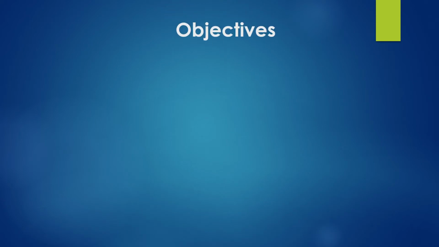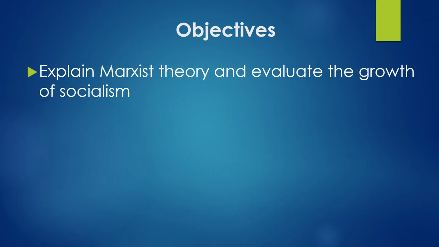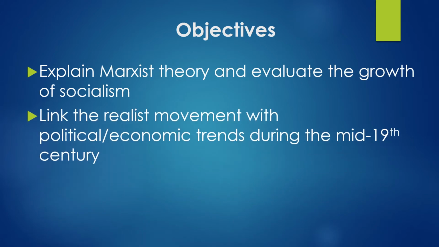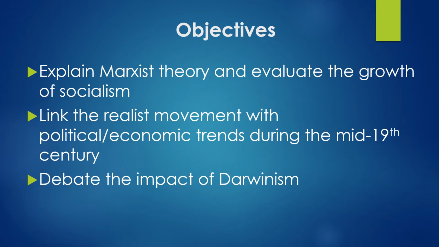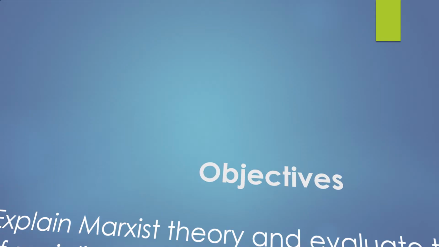The objectives of this lesson include: number one, to explain Marxist theory and evaluate the growth of socialism. Two, to link the realist movement with political and economic trends during the mid 19th century. And three, discuss and debate the impact of Darwinism.